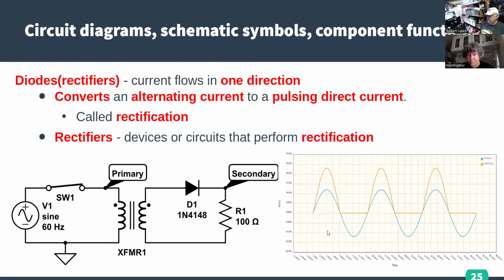So this is a plot. The blue line is what we see over here on the input. The gold is what we're seeing over here at the resistor. So you can see we're only seeing the positive side of the sine wave that's going through the diode. The negative half is not being passed. And we call that pulsing DC because it never goes negative. It's always positive.